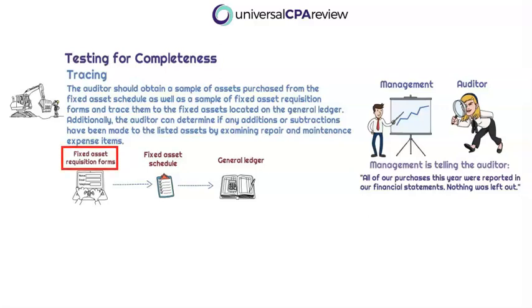Okay, so the auditor can obtain a sample of assets purchased from the fixed asset schedule, as well as a sample of fixed asset requisition forms. And we're going to go ahead and trace them to the fixed assets that are actually located within the general ledger, right? When I say completeness, you think what? You think tracing. So nothing's changing.